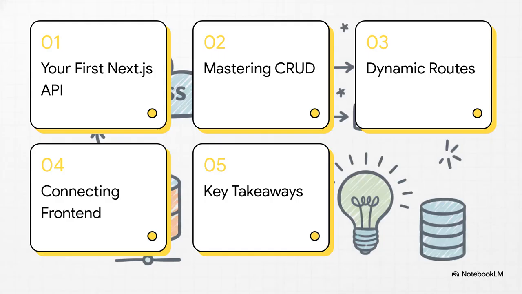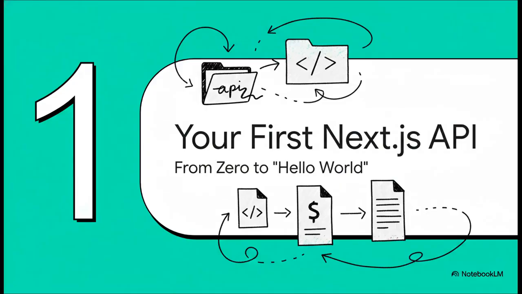All right, so here's our game plan. We're going to start with the absolute basics, a simple hello world, and then we'll master the core operations for handling data. After that, we'll get into dynamic URLs, and finally, we'll see how to plug it all into a real front-end component. First things first, where does all this magic happen?